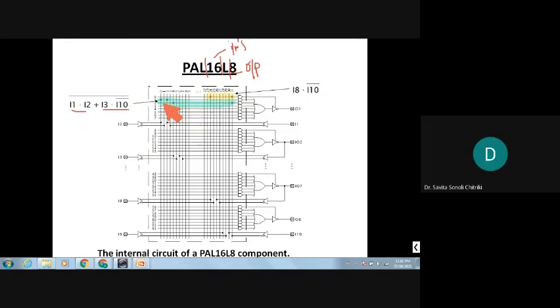I1, one second. How should I explain this now? Output 1, output 1, output 2, I1, I2.